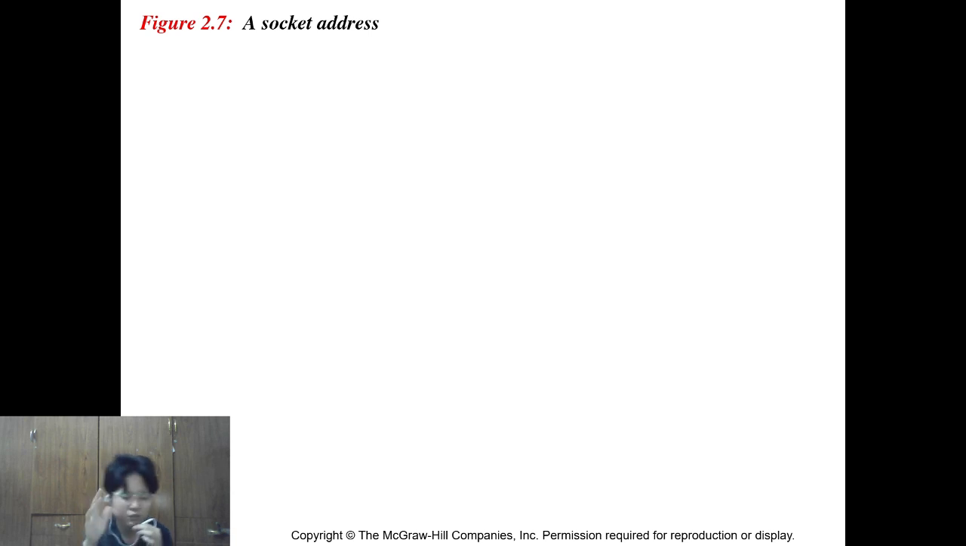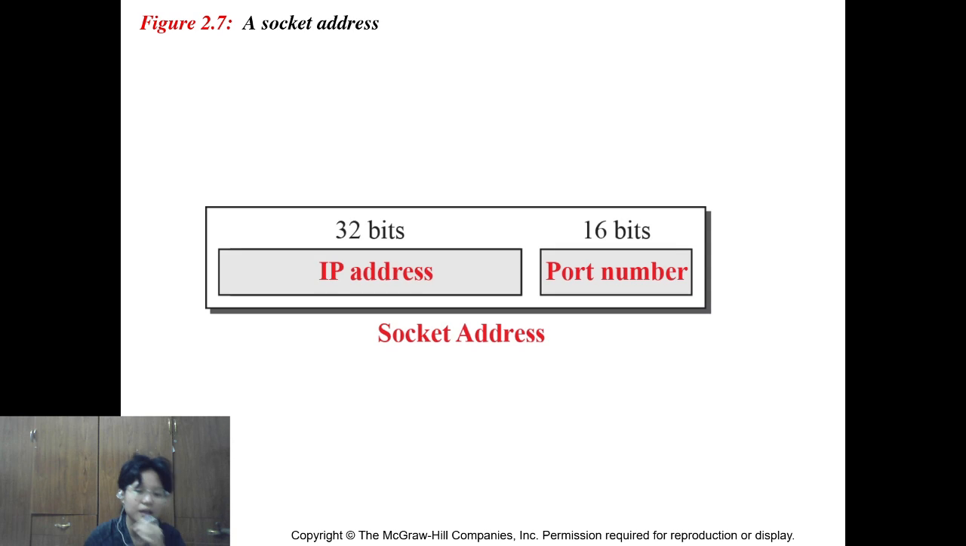Another figure, 2.7, is a socket address. This is a socket address picture. It has an IP address and a port number, and we have bits to describe them.